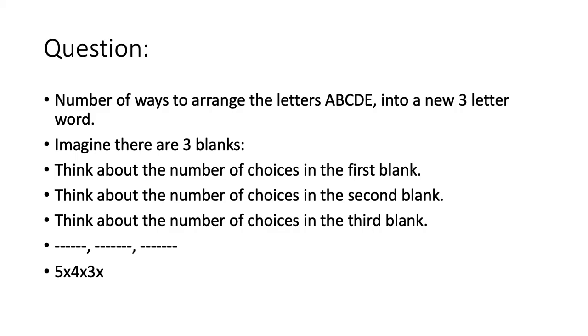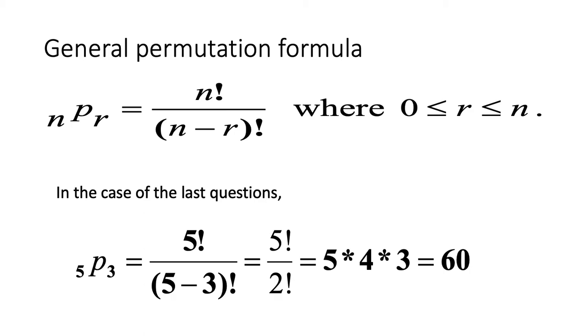And this brings us to the general formula of permutation. nPr, where P represents permutation, gives you the equation n factorial over (n minus r) factorial, where 0 is smaller or equal to r, and r is smaller or equal to n. In the case of the last question, we can use permutation to solve it, as 5 represents the total number of things in the group, and 3 the number of picks or the amount of items in the arrangement. So 5P3 equals 5 factorial over (5 minus 3) factorial, which gives you 60.